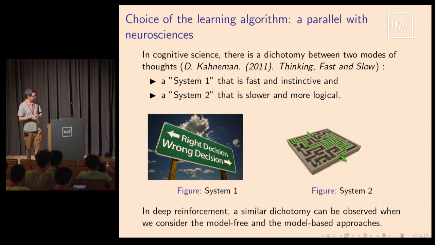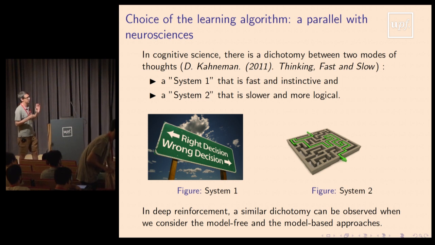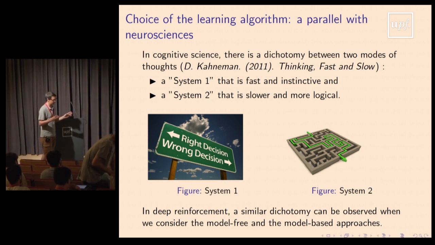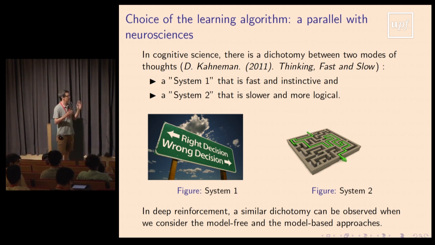So now I will talk a little bit about combining model-based and model-free and also the importance of abstract representations. In cognitive science, there is a dichotomy between two modes of thought. Animals and humans are described as thinking in, let's say, two different ways. There is a system one that is fast and instinctive, and that is related more to value-based learning and policy-based learning. Because from the Q values and from the policy, you can directly act in the environment. So it's very fast. It does not require a lot of thinking.